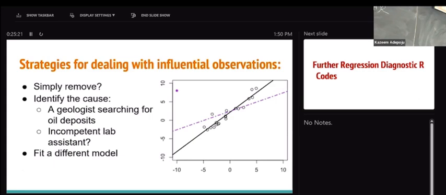Okay, now, what are the strategies for dealing with influential observations? Some of my colleagues will simply remove them. But let me tell you, the only time you can remove a point is when it is due to erroneous input. Maybe you made an error in recording. You can actually discard that. But what if it is a genuine observation? You cannot discard it.